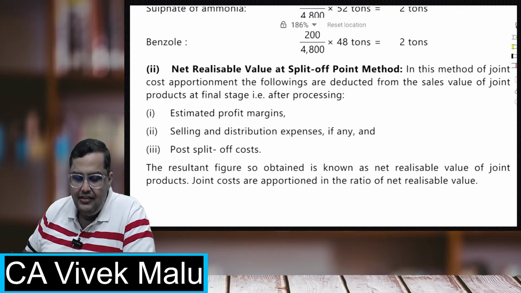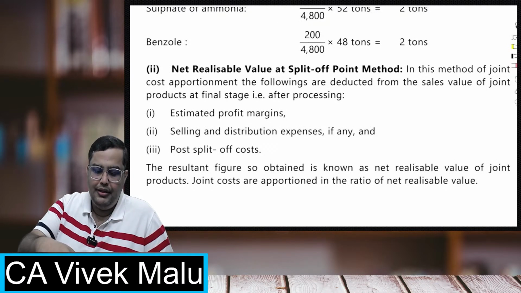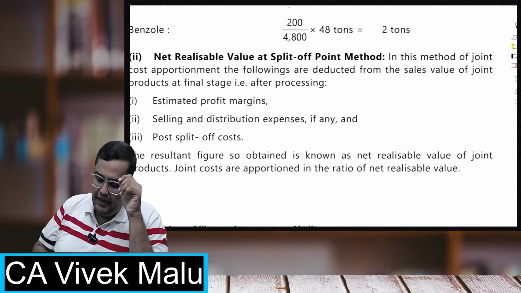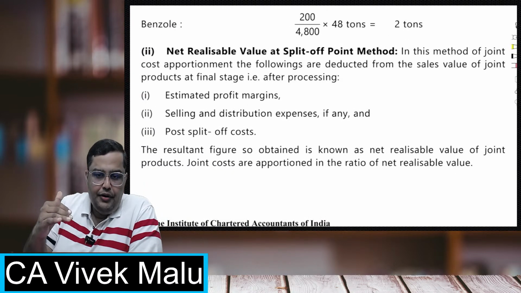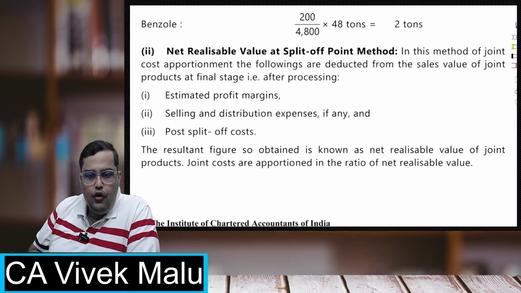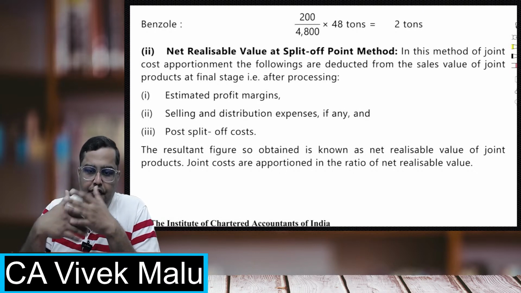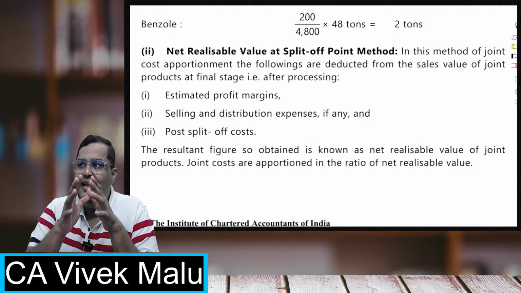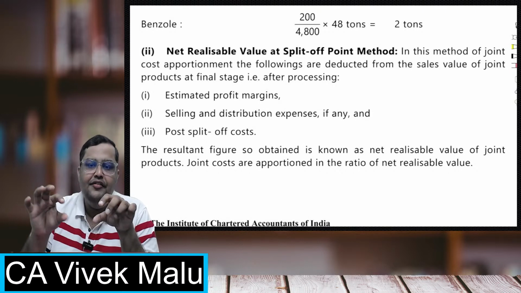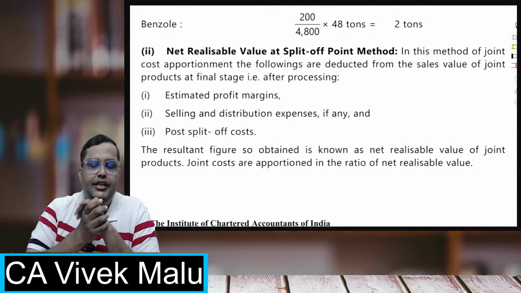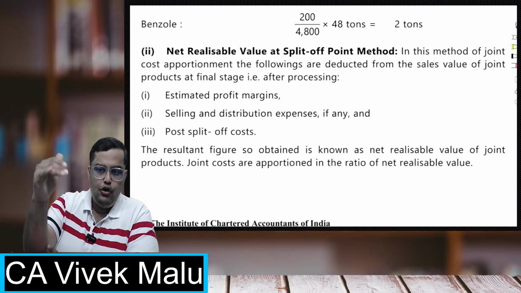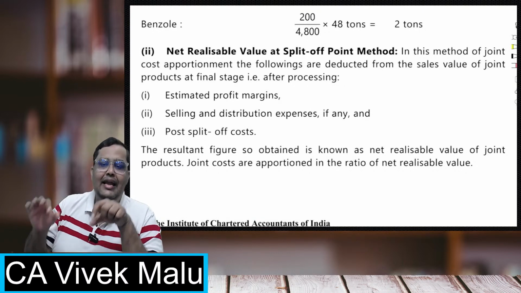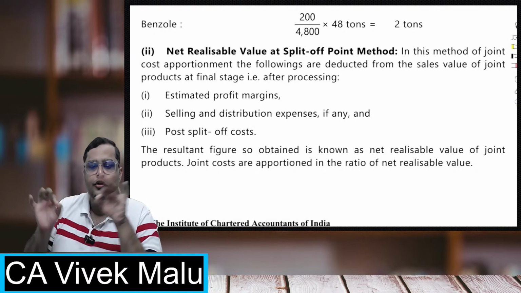The next method is the NRV at split off point method. How do you do this? Understand this: you take the sell price, and from the sell price reduce the estimated profit margins, reduce the selling expenses, and if there are any post split off costs, reduce that. Then you get the NRV at the split off point, and the entire joint cost will be distributed in the ratio of this NRV. So remember, from the sales value of the final product, remove the profit margin, the selling expenses and the post split off cost, and you get the NRV at split off.